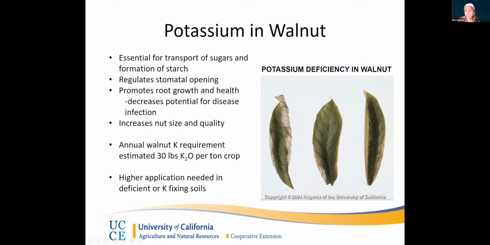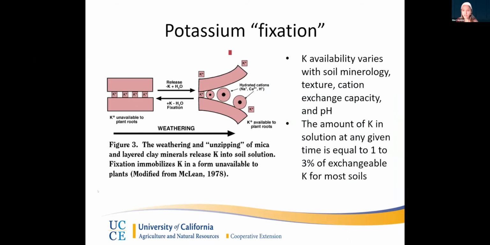Often higher applications are needed in deficient or potassium-fixing soils, which are very common throughout the San Joaquin Valley. Okay, so about that potassium fixation. Oftentimes there are very high levels of potassium in soil, but that availability really varies depending on the soil mineralogy, the parent material that the soil is derived from, and the texture.